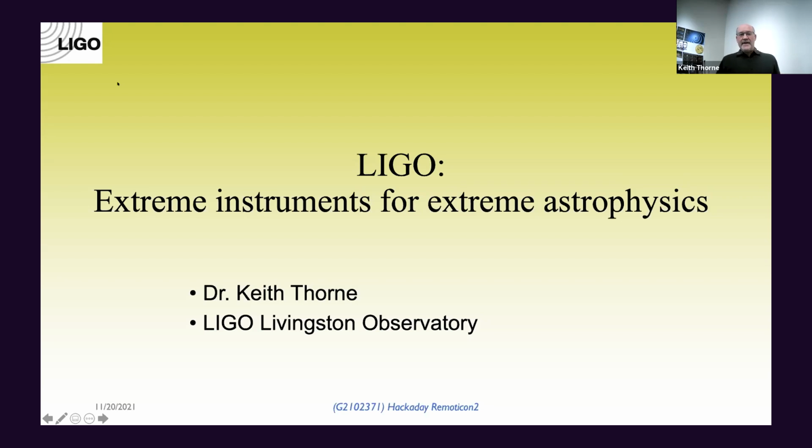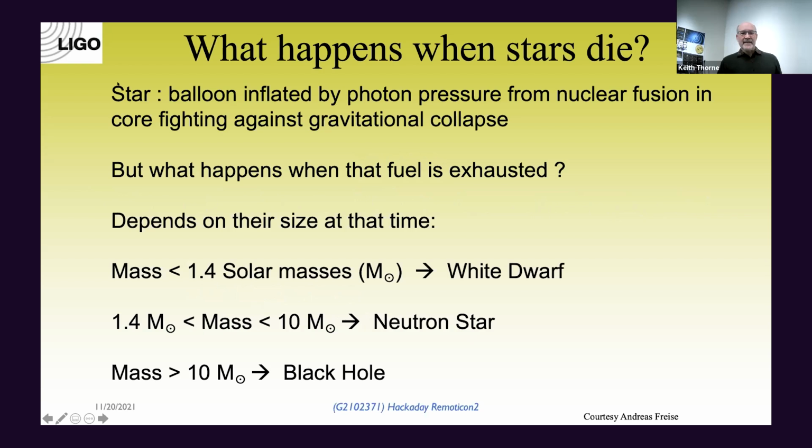The talk is about LIGO, extreme instruments for extreme astrophysics. First, I'm going to take you through something about stars. Stars are always interesting because basically it's a fight between gravity pulling the gas in and something pushing out. I learned in astronomy that a star is pretty much just a balloon inflated by the photon pressure from the nuclear fusion core fighting against the gravitational collapse. That's sort of neat. But what happens when the lights go out, when you've used up all the hydrogen and the helium and whatever?